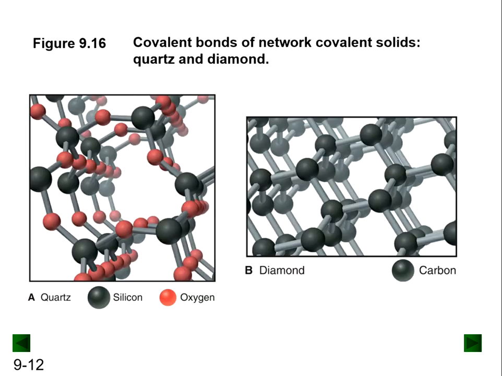Here we see an interesting case of certain solids, notably quartz and diamond, but there are others like this. They're what we call network covalent solids. So we often think of solids as being ionic compounds, but there are solids for elements like carbon. They can be either graphite or diamond. And in this case, the bonds between the atoms are covalent bonds. And these materials are often very hard and have very high melting points.